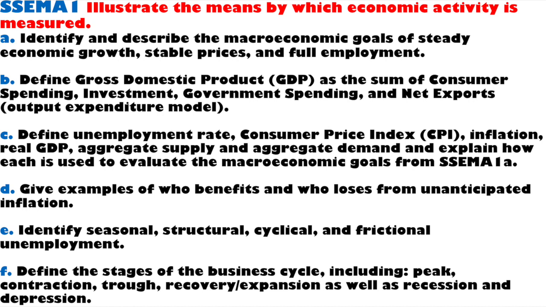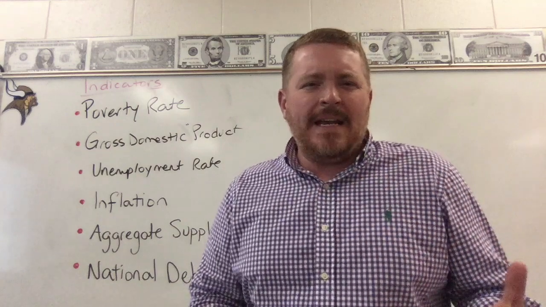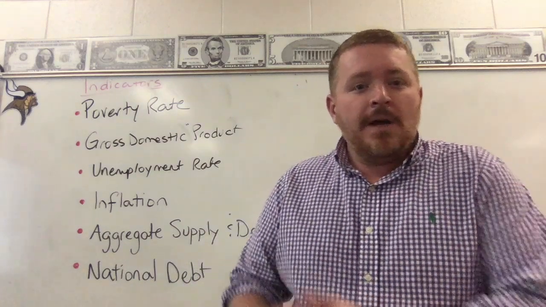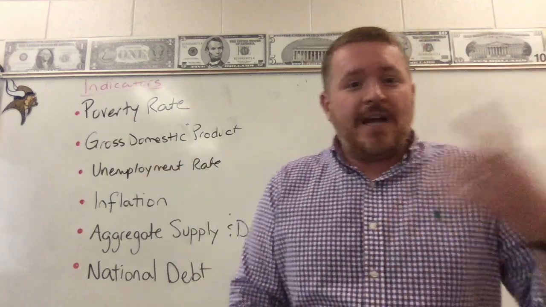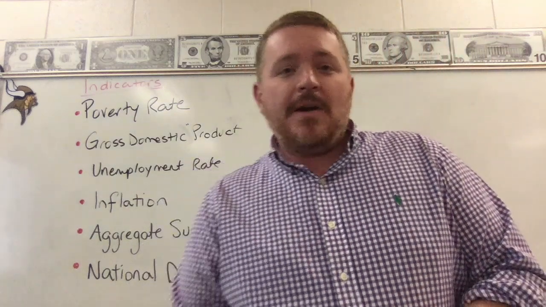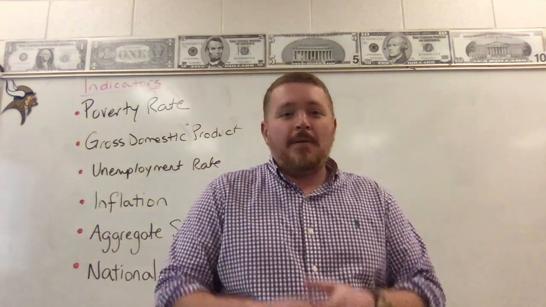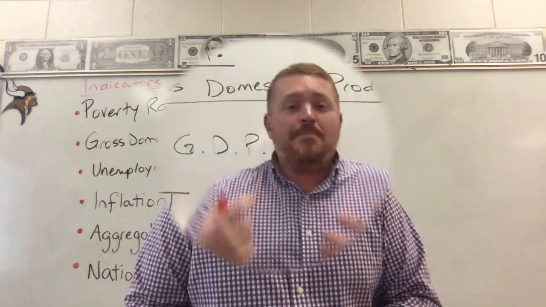What I want to do, though, is make sure that you have gross domestic product. Now, again, these are indicators, things that you may need to look at to see how the economy is doing. We could track poverty, for example. Then we're going to look at gross domestic product, unemployment rate, inflation, aggregate supply and demand. And then you may also, in order to get an idea of how the economy is doing, want to look at the national debt. But of course, these are all different things that can tell us how the economy is doing. We're going to be looking at a few of them based on the standards. So let's go ahead and start now.